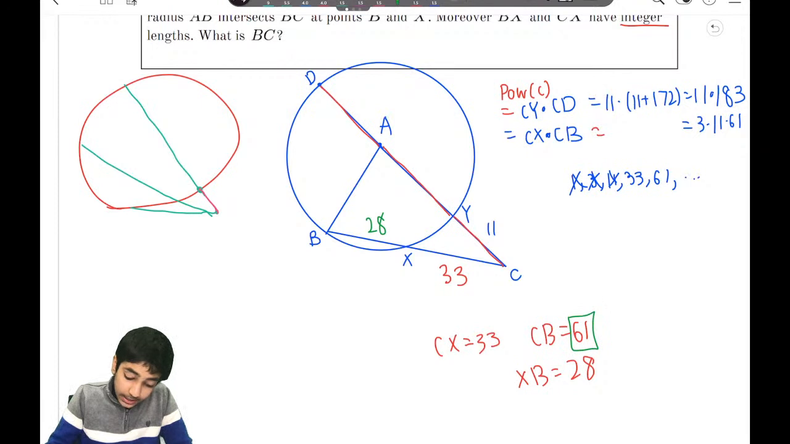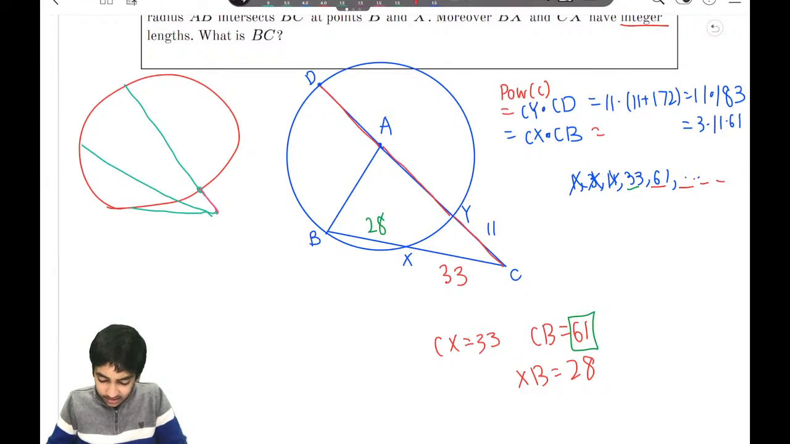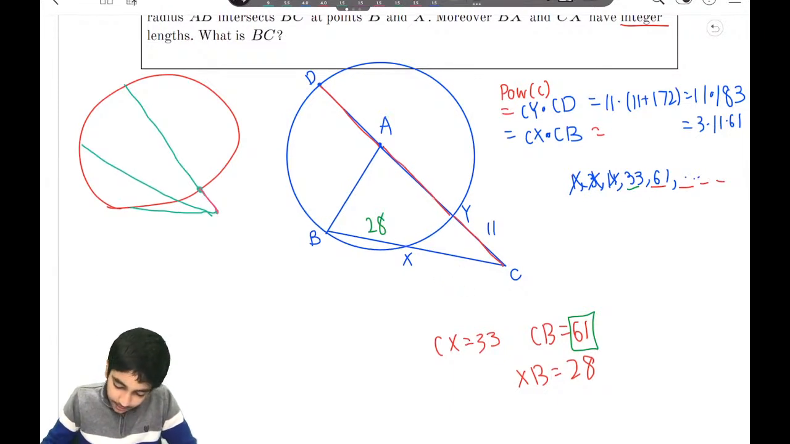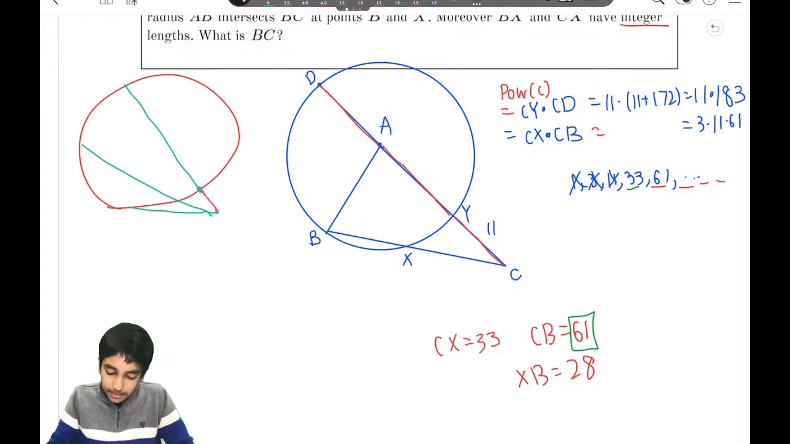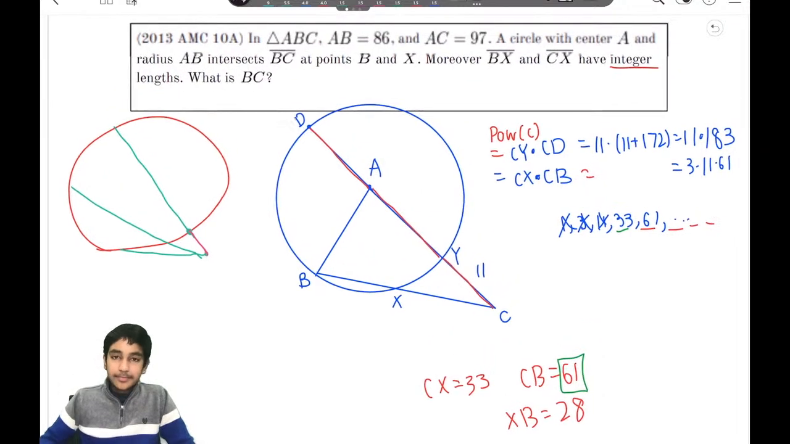And any chord in the circle has to be less in length than the diameter of the circle. So we can see that 33 does work. And just to show you why 61 and the other ones won't work, if it's 61, then it's going to be greater than half. Then CX is more than CB, which is not possible by your diagram. So the answer has to be 61.